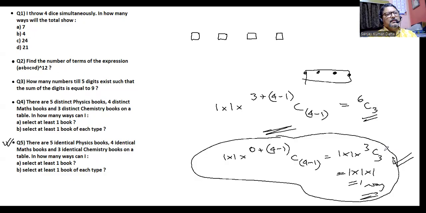24. Don't even think of this. 24. The only possibility is 6 on each die. So the answer for 24 will also be one way. Okay.